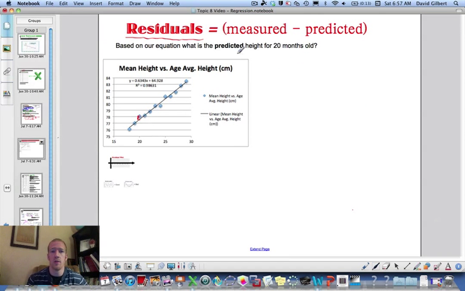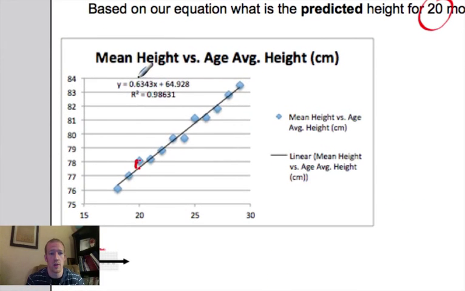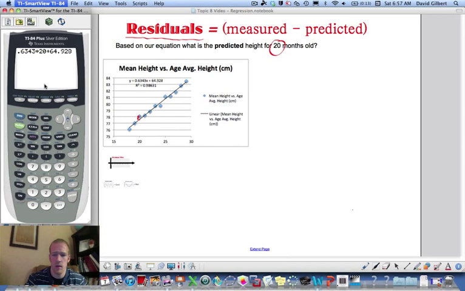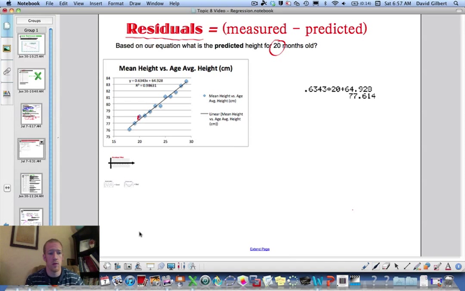Alright, so let's look at what our predicted height for 20 months is. All it means is we just plug 20 into our prediction equation here, our regression equation. So we do that, and that gives us 76.61. Now what was it actually on our table?